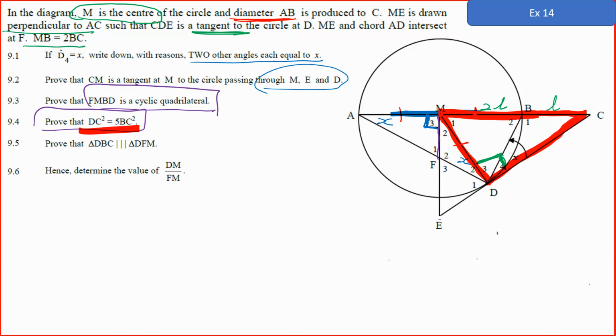Now, how are we going to use that to prove that DC squared is equal to 5BC squared?